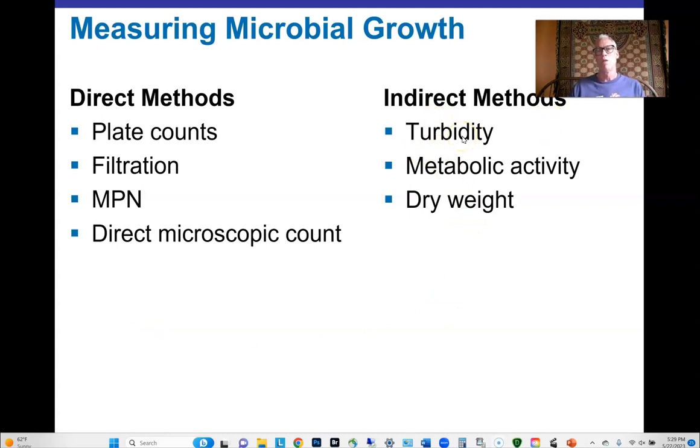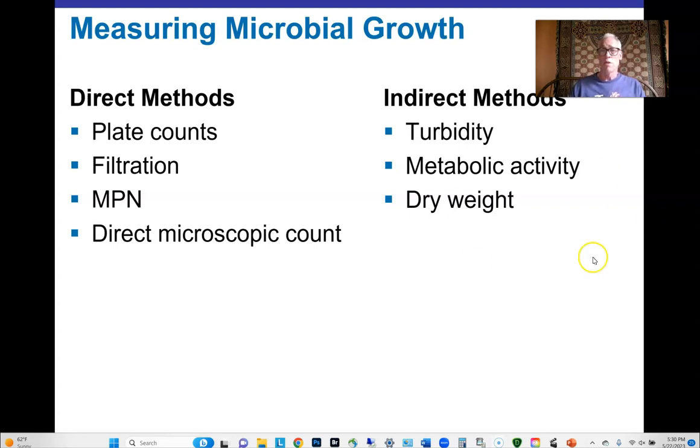A turbid fluid is one that has a lot of stuff suspended in it. It's not clear. Another way to do it is measuring metabolic activity. What if we measured how much glucose was consumed per minute by a culture of bacteria? There are ways of estimating from that kind of data how many bacterial cells must be present in the media.